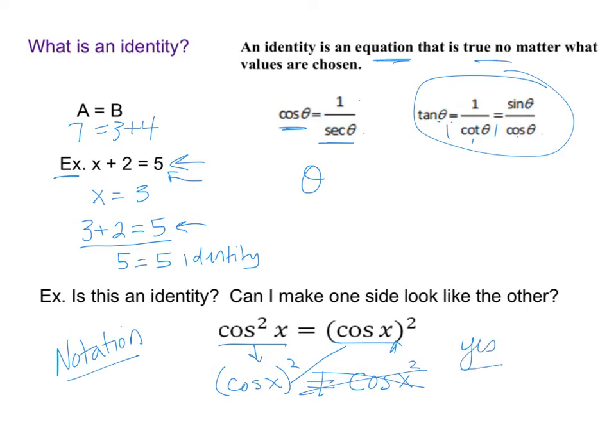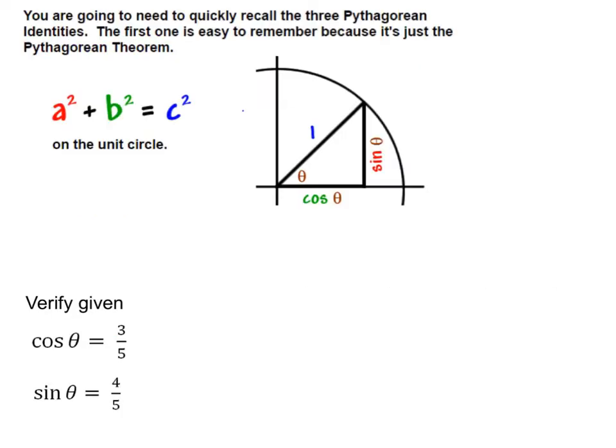Can I make one side look like the other? So the first trig identity that we're going to do is a Pythagorean identity. That's what it's called. And it's because it can be derived from the Pythagorean theorem. Now you're going to want to memorize this, but I want to show you where it comes from. All right? And it comes from the unit circle. So here's a unit circle, first quadrant only, radius is 1. That's how I know it's a unit circle. And to know that, I know that this forms a right triangle, and the Pythagorean theorem is a squared plus b squared equals c squared.